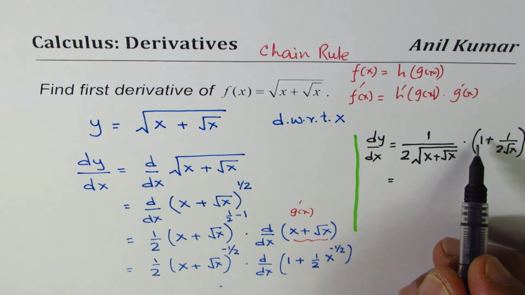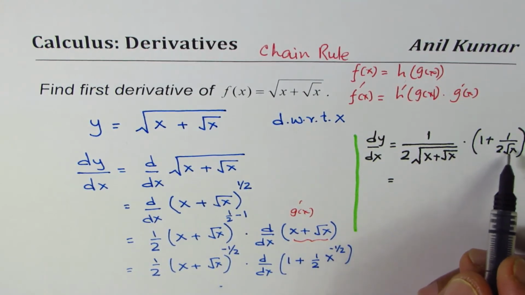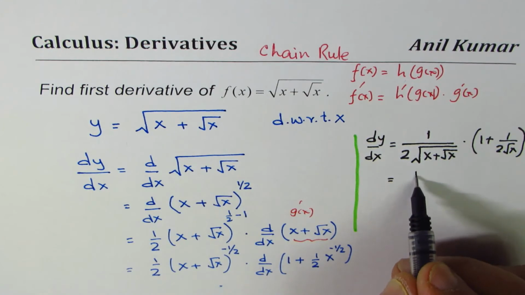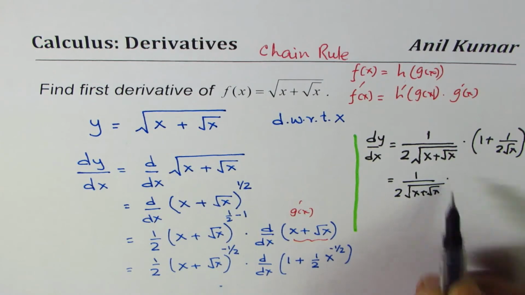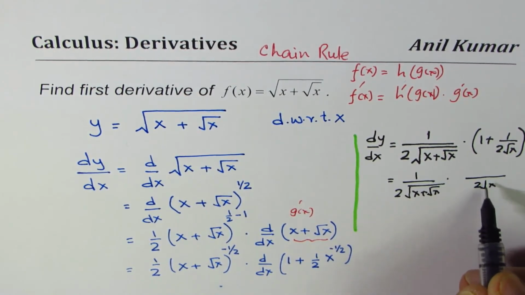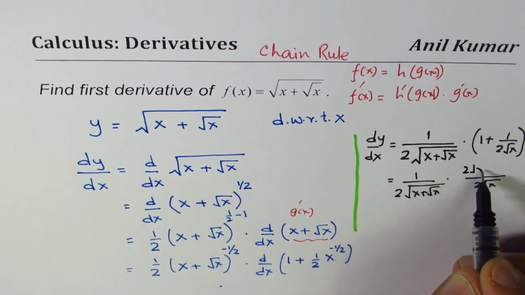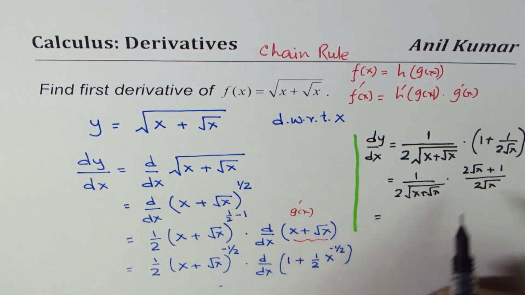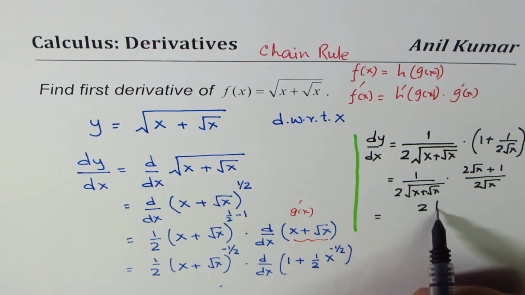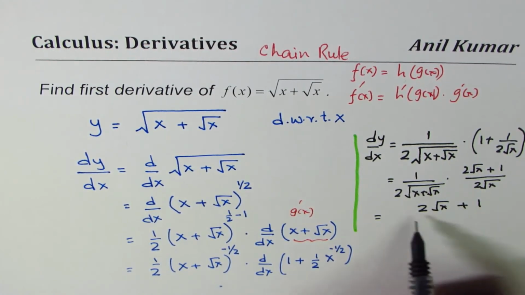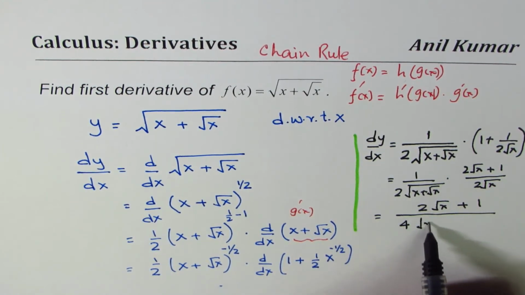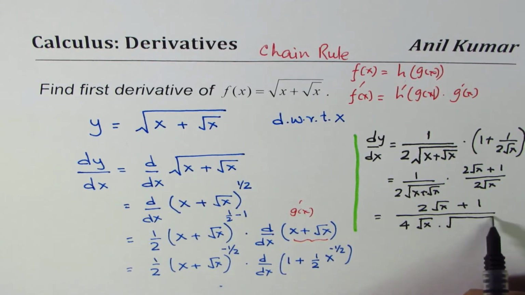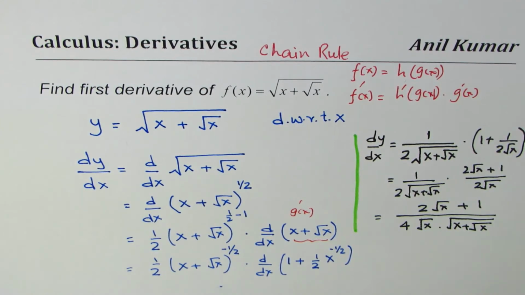You could take this term common, correct? So if you take 2 square root x common, then you get what? You get 1 over 2 square root of x plus square root x times, let me write this as 2 square root x, and here we get 2 square root x plus 1, or let me write down the final answer. Numerator we have 2 square root x plus 1, and in the denominator 2 times 2 is 4 times square root x times square root of x plus square root x. Is it okay? So that is the derivative of the given function.